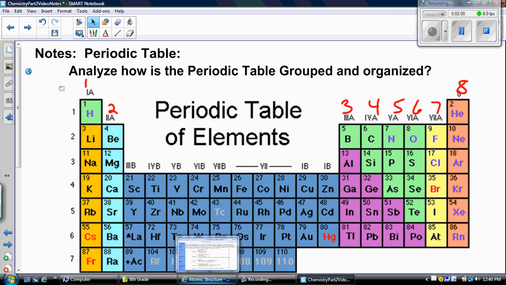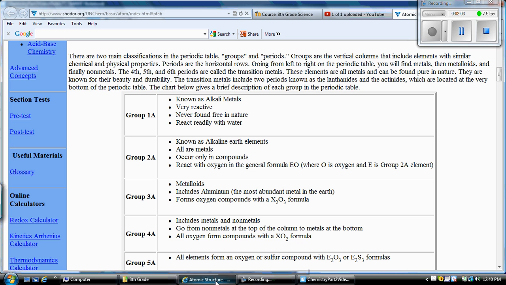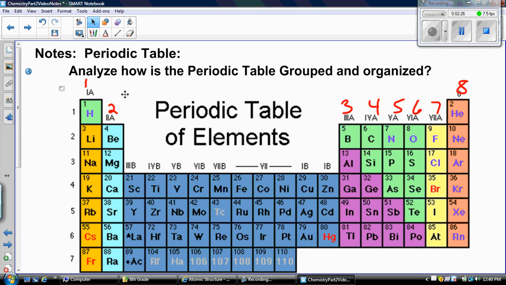Now, groups all have very similar properties, and they all have the same number of valence electrons. Group 1A is very reactive. That means they like to form compounds. They don't like to exist on their own. They like to buddy up. So you're never going to find them free in nature. You're never going to find hydrogen all by itself. It's either going to be bonded with another hydrogen atom or, most likely, with an oxygen atom to form water.